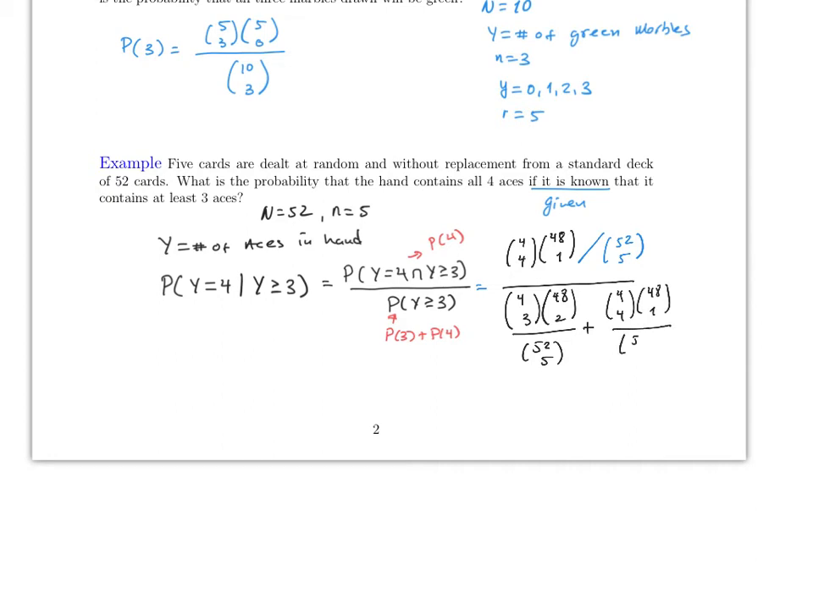Okay. And then just use a calculator to simplify this beautiful thing. If you do everything, you should verify this is equal to 0.0105. If this was a question on the test, this would be acceptable.